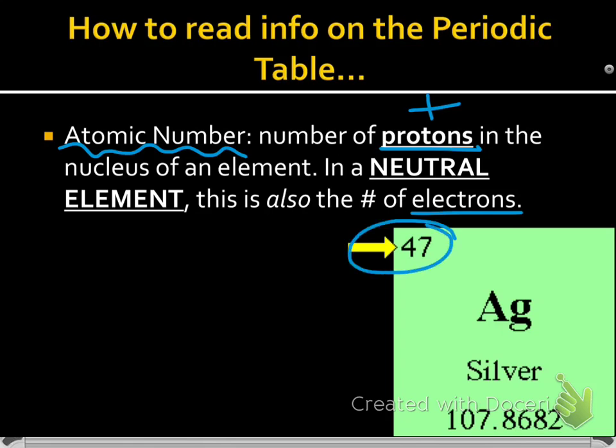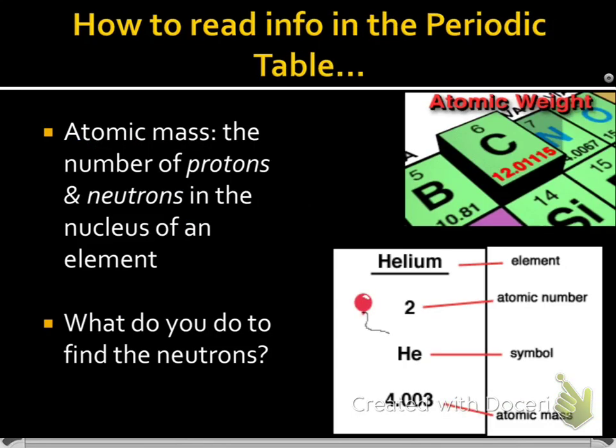So it has 47 protons and 47 electrons. And if you take chemistry, you'll have to eventually draw these things, where you have to draw the nucleus and fill the outer shells. So what else can we get?